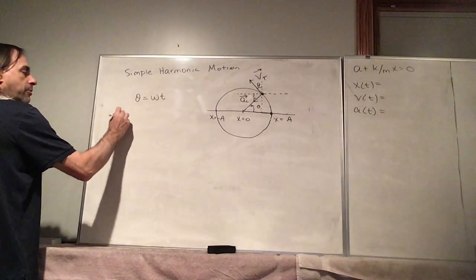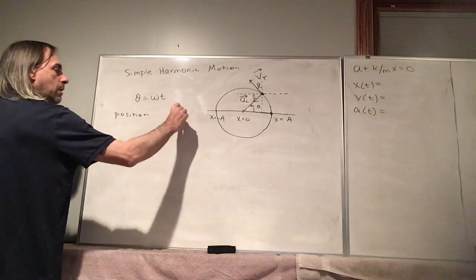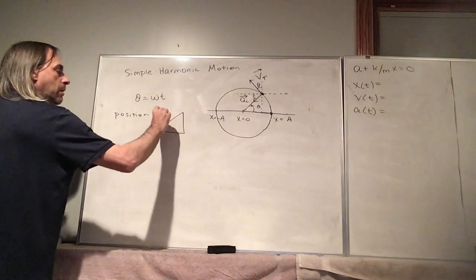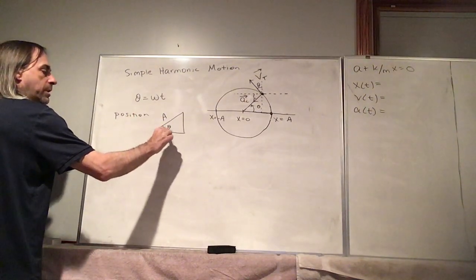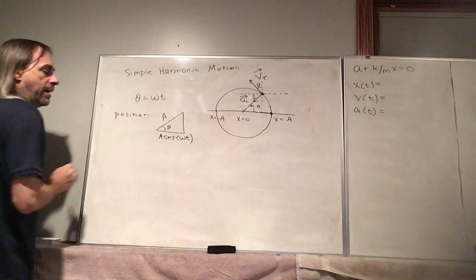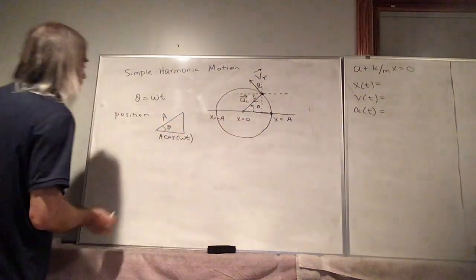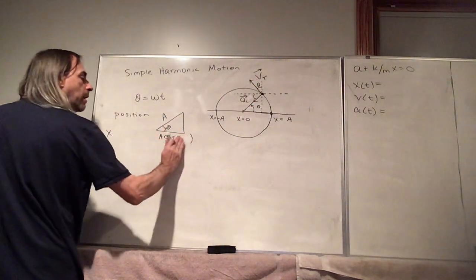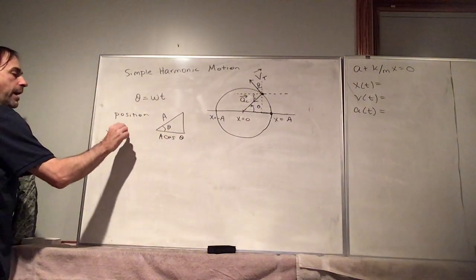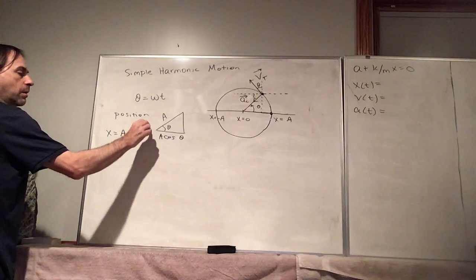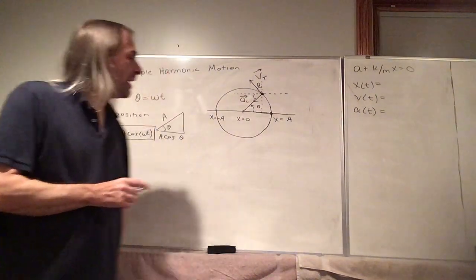We have this triangle here with the radius a. So let's look at position first. We have this triangle here where the radius is a, and we have our angle theta. So this would be a cosine theta, or a cosine omega t. So the x-coordinate of this point is a cosine theta, but the x-coordinate is a cosine omega t. So that's what we get from looking at the position.